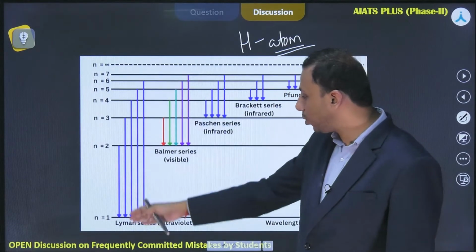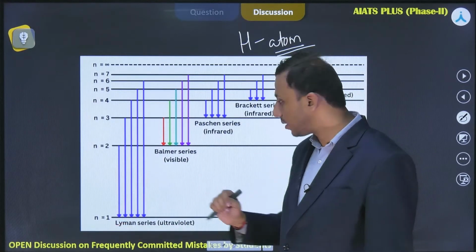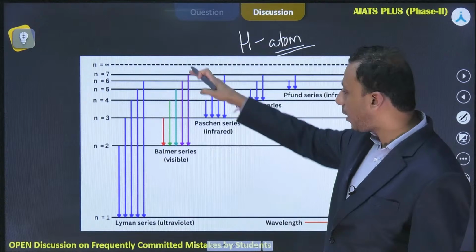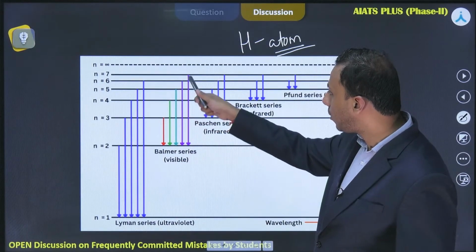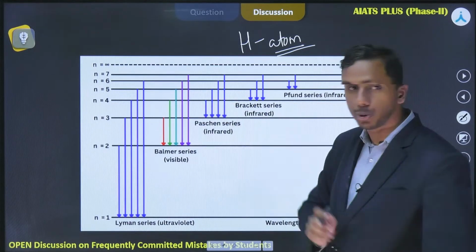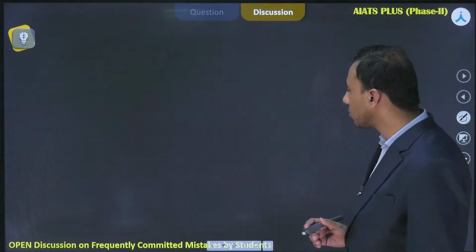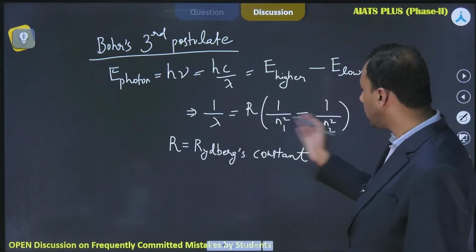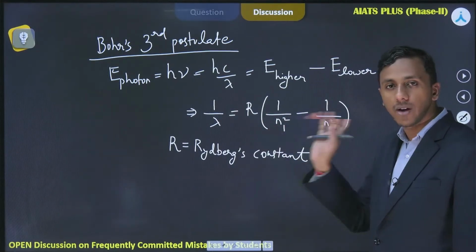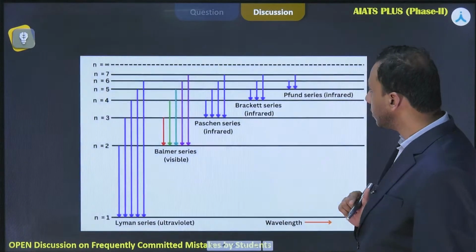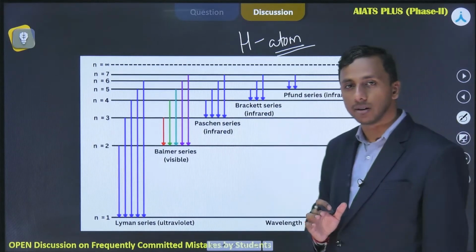So if it jumps from a higher orbit to the first orbit, it becomes the Lyman series. Then similarly, if it jumps from a higher orbit to the second orbit, it becomes the Balmer series. So let's say it is jumping from n equal to 6 to n equal to 2, and I'm asking you to find the wavelength. So what will you do? Here you have to put n equal to 6 and n equal to 2, and you will get the corresponding wavelength in terms of R. Lyman, Balmer, Paschen, Brackett, and Pfund.